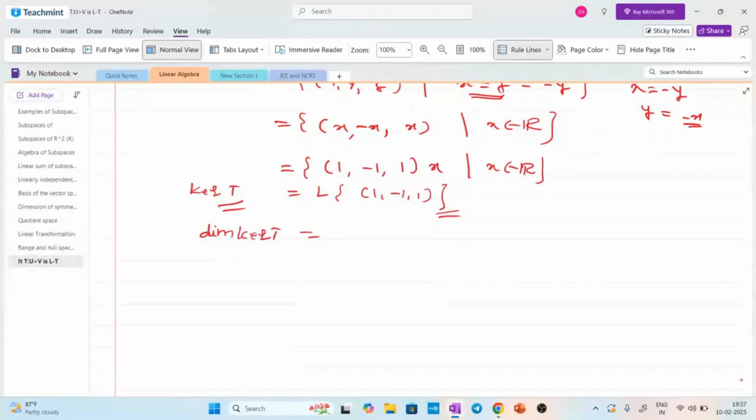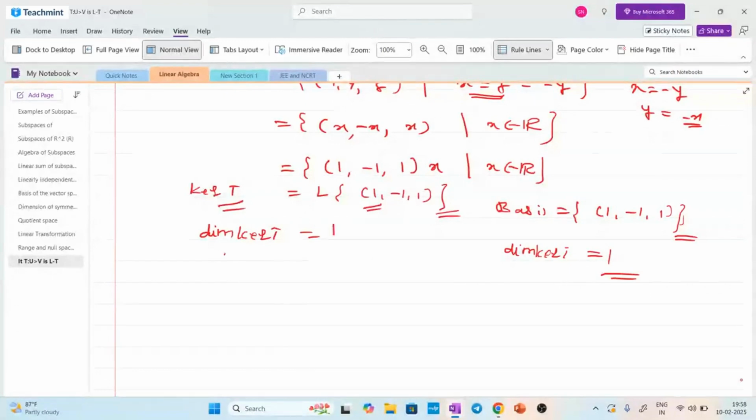Therefore, here we get the basis of the kernel of T. The basis of the kernel of T is equal to (1, -1, 1). Look at this vector. This vector is the basis of the kernel of T. How many elements are there here? Only one vector. Therefore, the dimension of the kernel of T is 1, because only one vector is there.